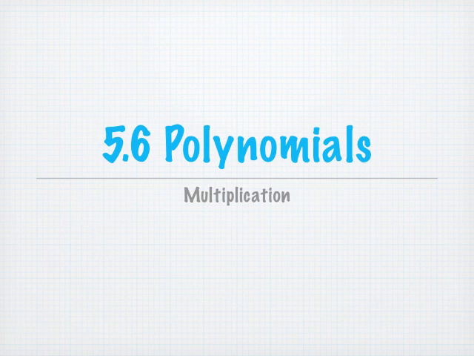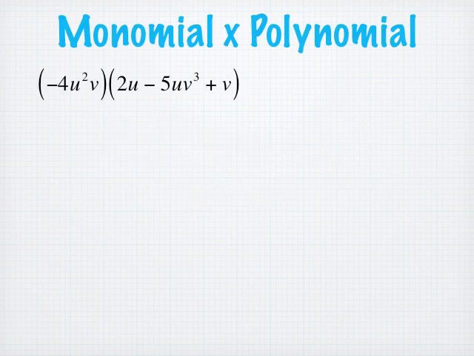Okay, now we are on multiplication of polynomials. This is section 5.6 in your book. First of all, just monomial times polynomial. This is something you've done before, and so we'll only do one example of it, but you should find it very straightforward. We're just going to distribute that polynomial at the beginning in the first set of parentheses to the polynomial in the second set of parentheses.